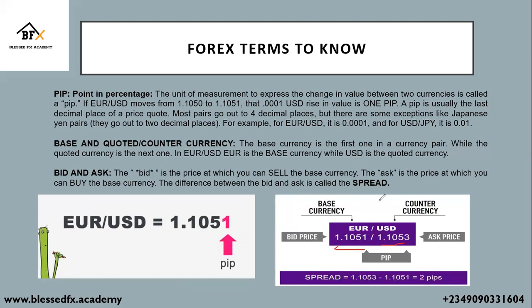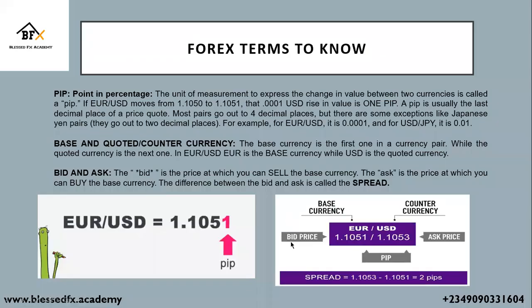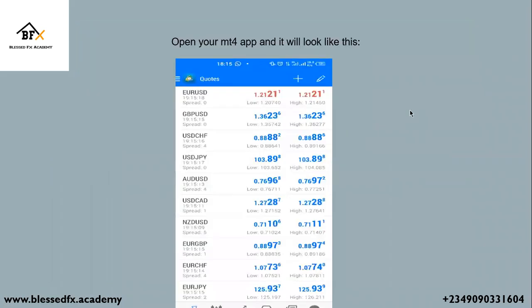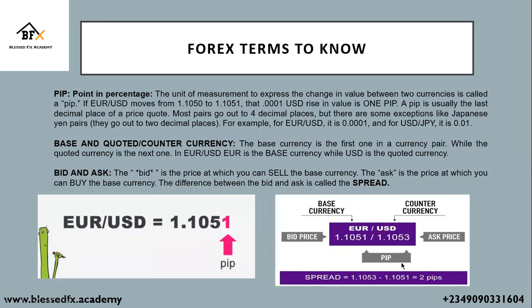So the difference between the bid and the ask price is the spread. Okay. So if you do the subtraction, the spread is 2 pips. You understand? The spread is 2 pips.